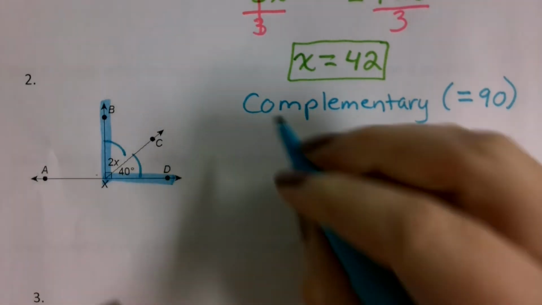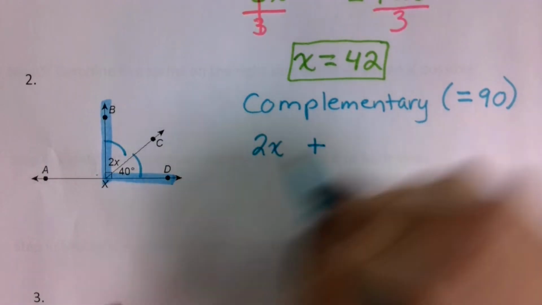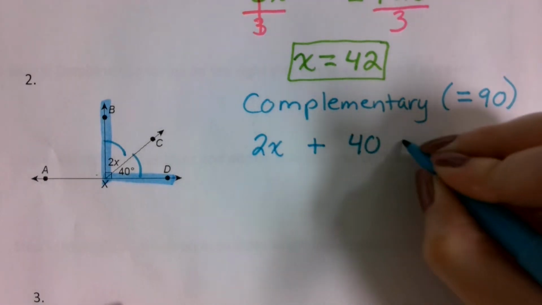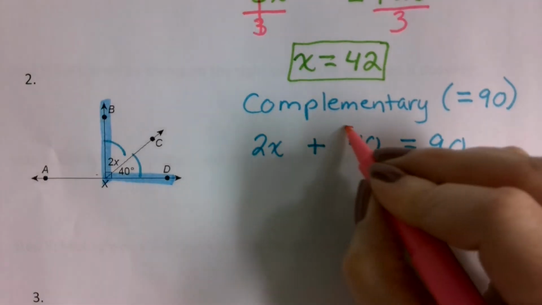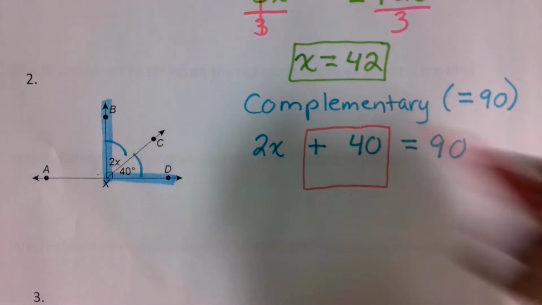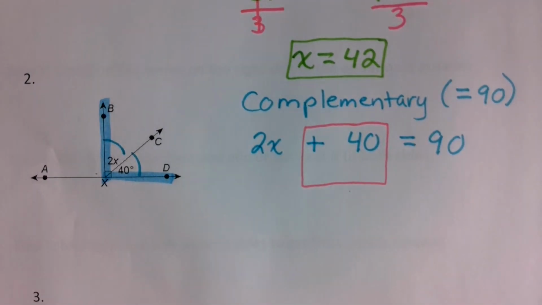So that means if I take 2x and I add it with 40, that's going to be equal to 90. Okay, again, we follow the exact same concept. We identify the constant first. Tiana, what's the constant? 40. So we have that plus 40. That's my constant. So what is the inverse of plus 40, Angel? What's the inverse of adding 40?